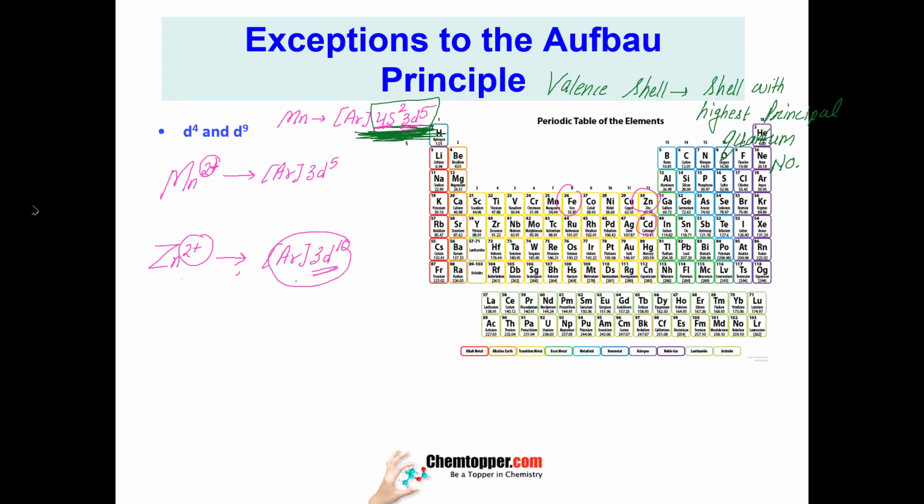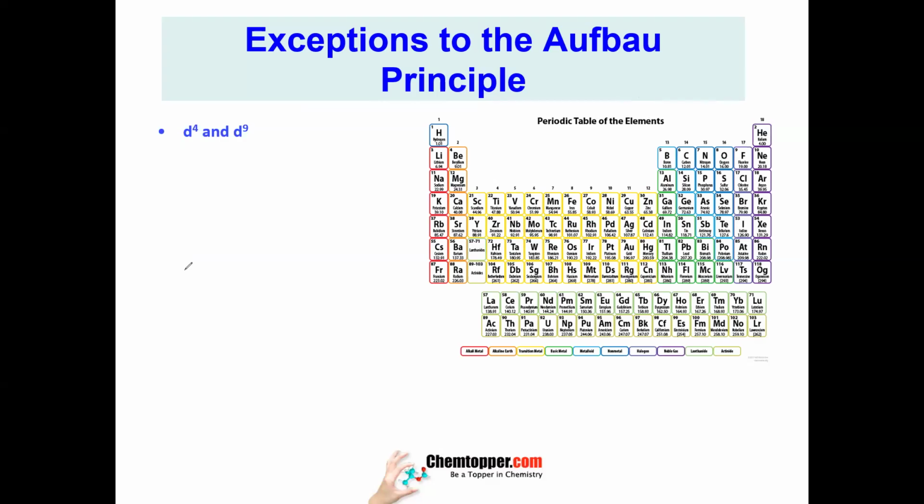Ready for another question? One last question, and don't make errors here, children. Give me the configuration of chromium 2+ and chromium 3+. So write the configuration, that extra stable d5, then check the outermost shell and remove electrons. In one case, you have to remove 2. In another case, you have to remove 3.